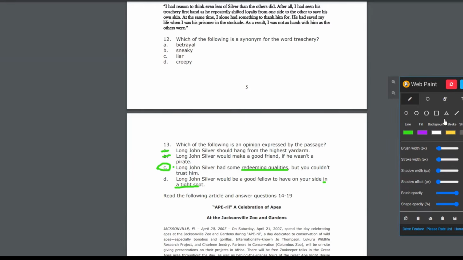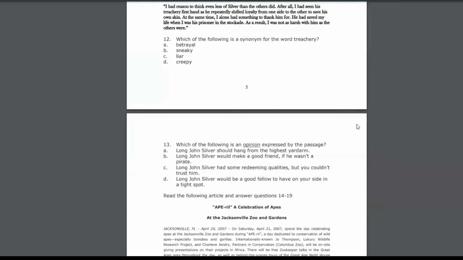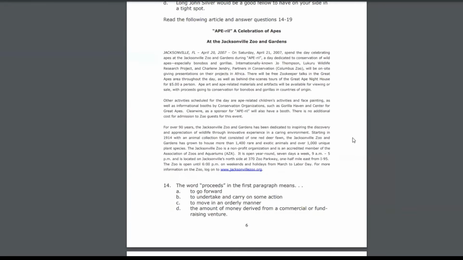Got it. Good deal. All right, so I'll give y'all a few minutes to take a look at this one again, and then we will answer the question.